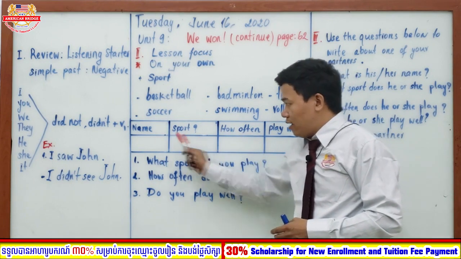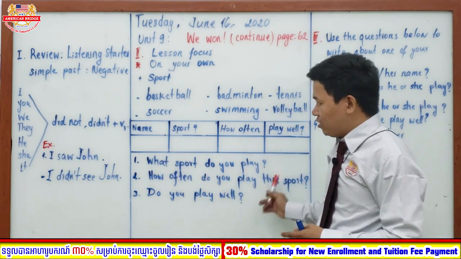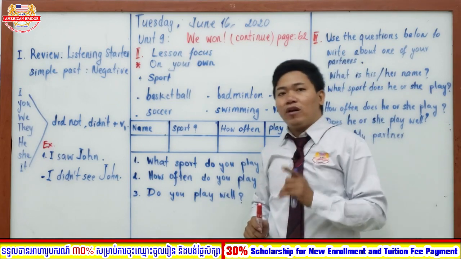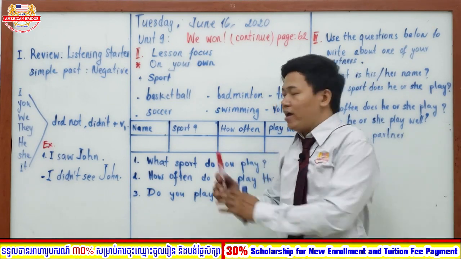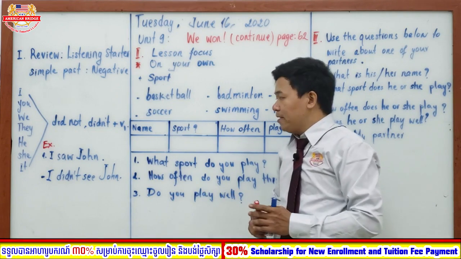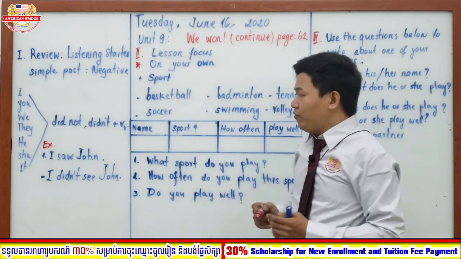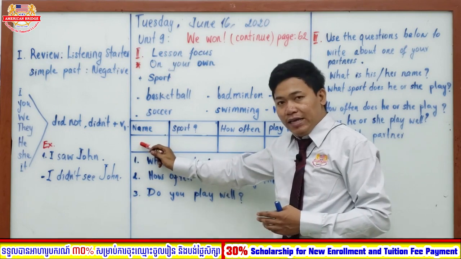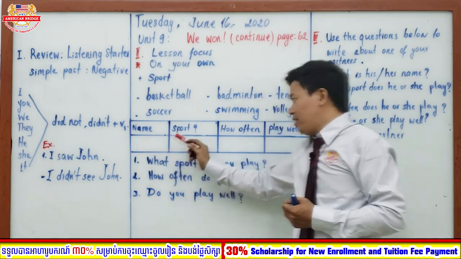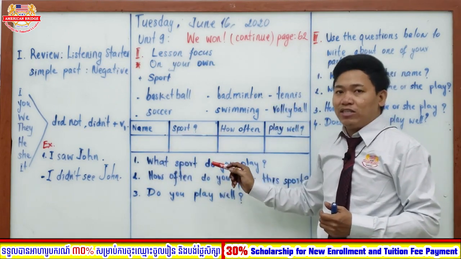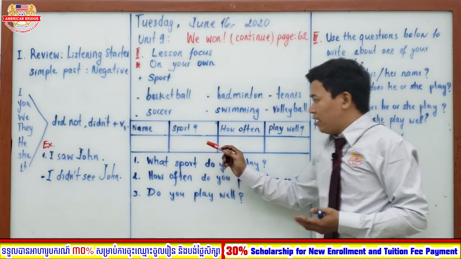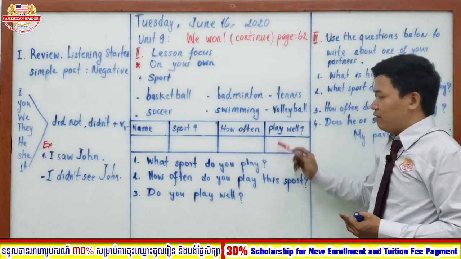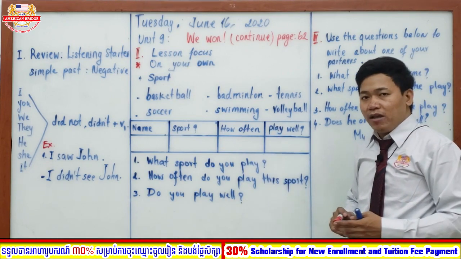in the column here. So you can use the questions to write about your partner in the column here. Choose one of your friends to write about him or her. First of all, we start from the name. Tell me his or her name, then the sport that he or she plays, then how often does he or she play, and then does he or she play well.